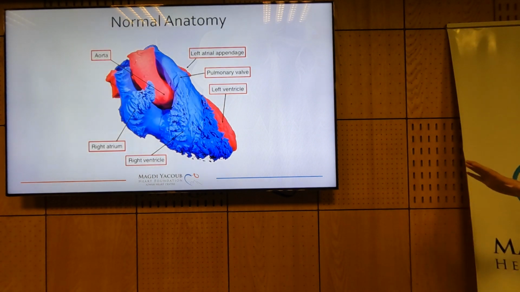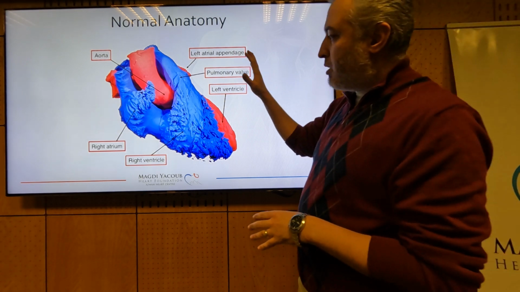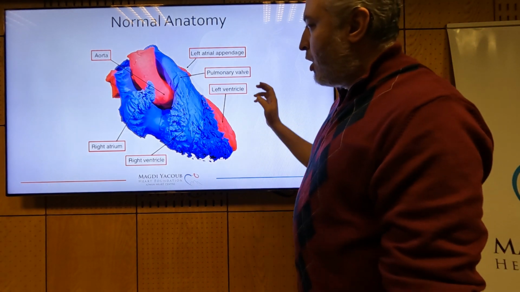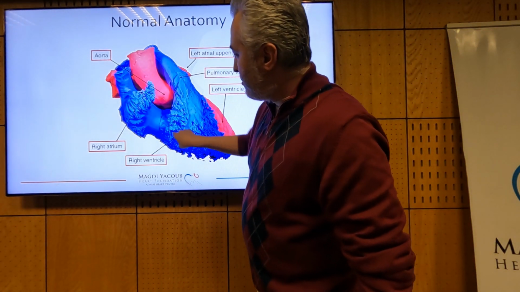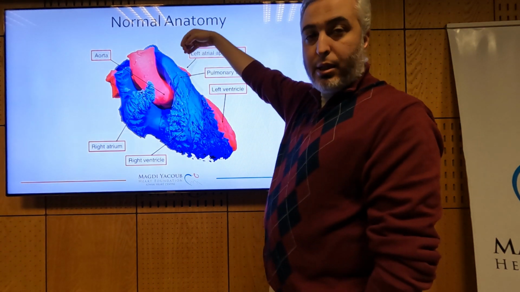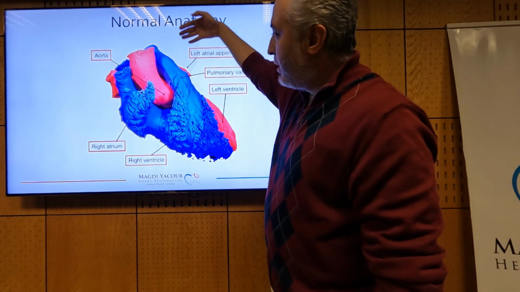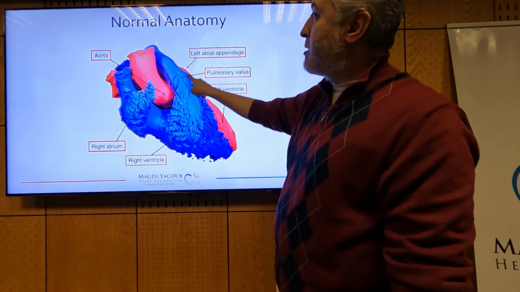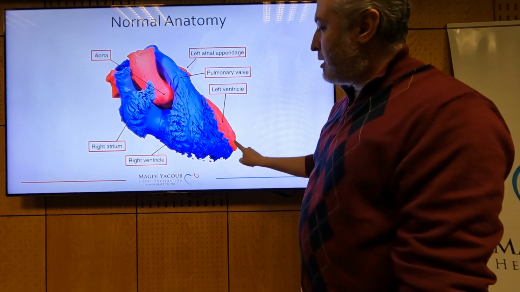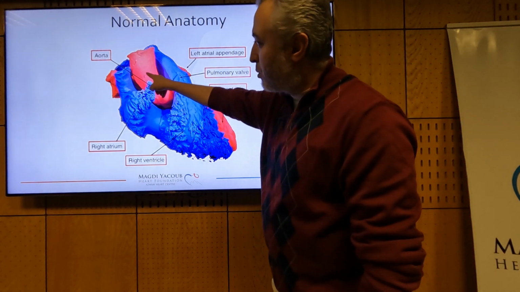So this is a cast of the heart. Essentially, we're looking as if from the front and slightly above. So you can see SVC, IVC, right atrium, right ventricle, pulmonary artery, and then pulmonary veins at the back. We almost can't see them from here. Then left atrium again at the back, you can see the left atrial appendage from here. Then the left ventricle, where you can just see the apex, and then the left ventricle will empty into the aorta.